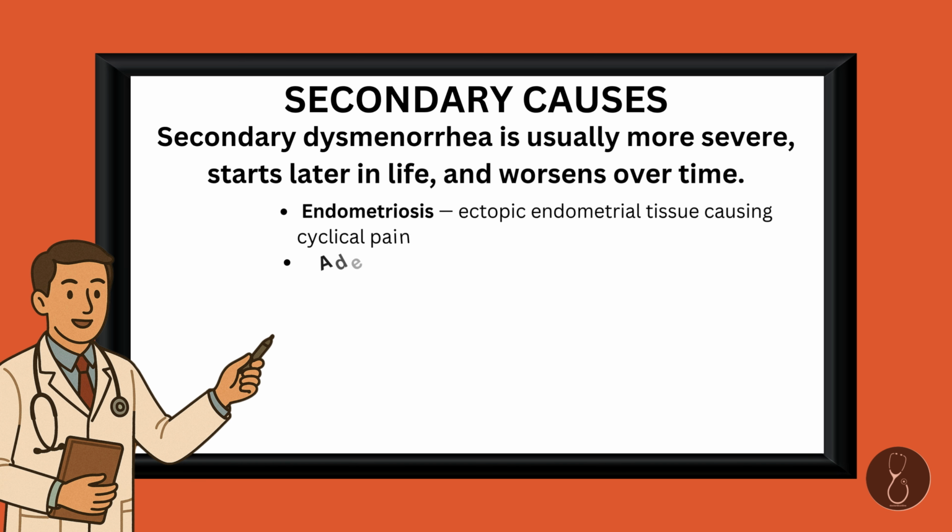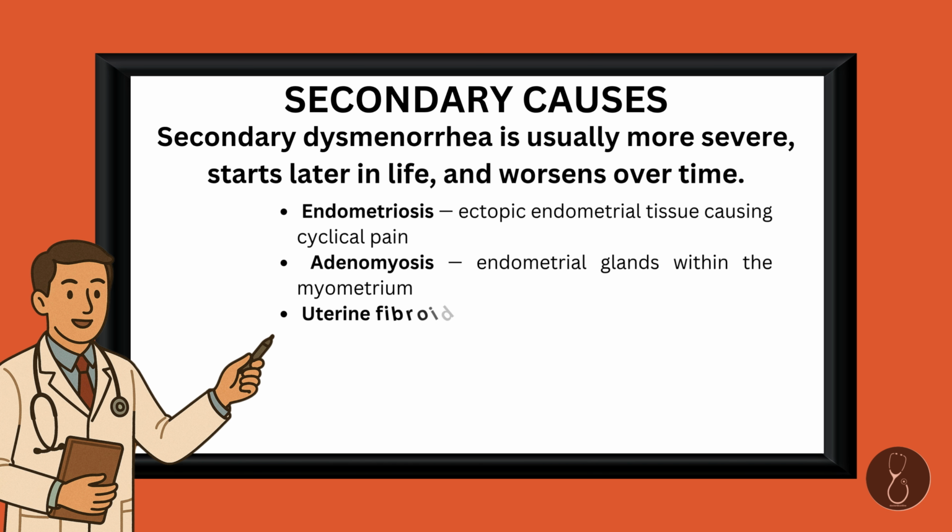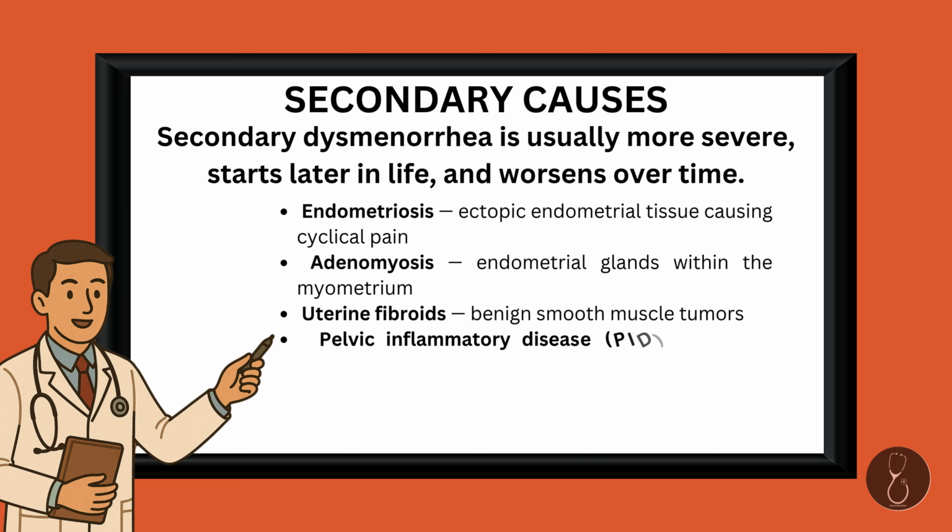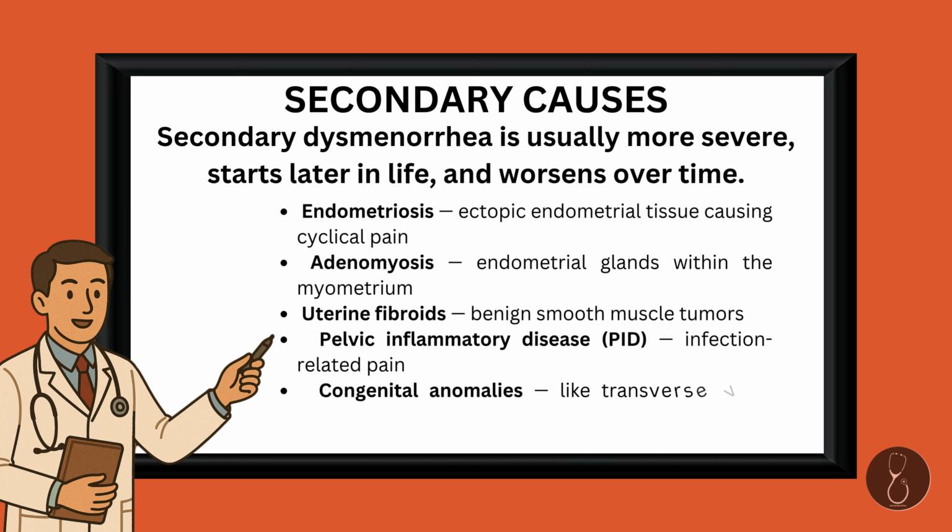Common causes include endometriosis, ectopic endometrial tissue causing cyclical pain; adenomyosis, endometrial glands within the myometrium; uterine fibroids, benign smooth muscle tumors; pelvic inflammatory disease, PID, infection-related pain; congenital anomalies, like transverse vaginal septum or imperforate hymen.